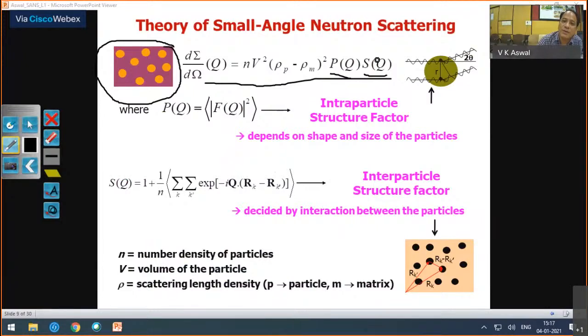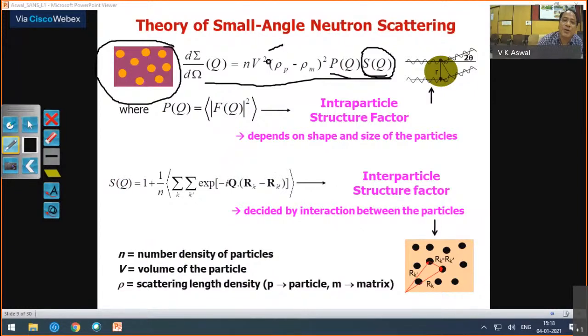Whereas in the case of interparticle structure factor, it arises because of neutron scattering from the nuclei of different particles and interfering. So that means it is looking at different particles, or the correlation between the particles. Since it is looking at the correlation between the particles, you can get information like interactions between the particles.